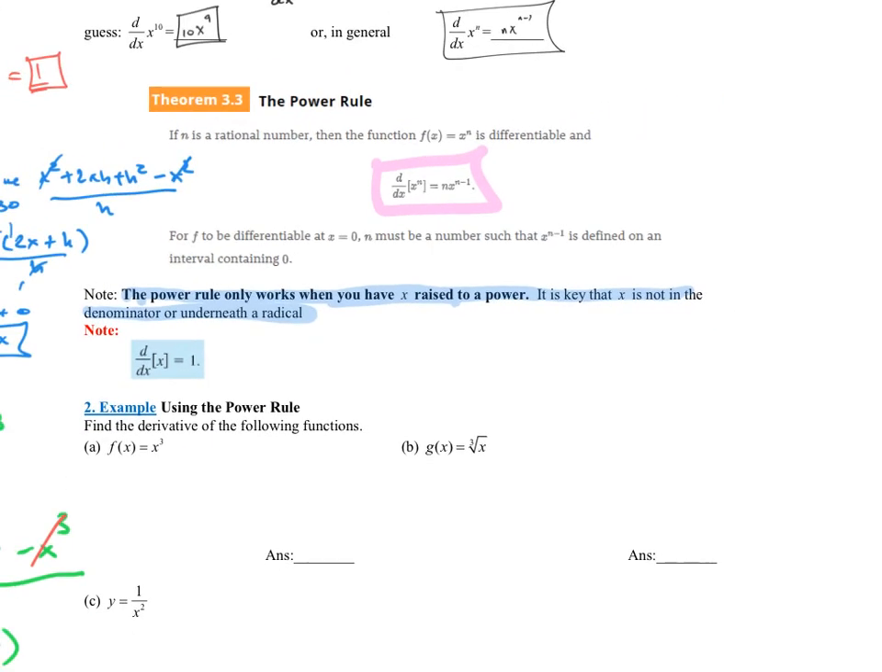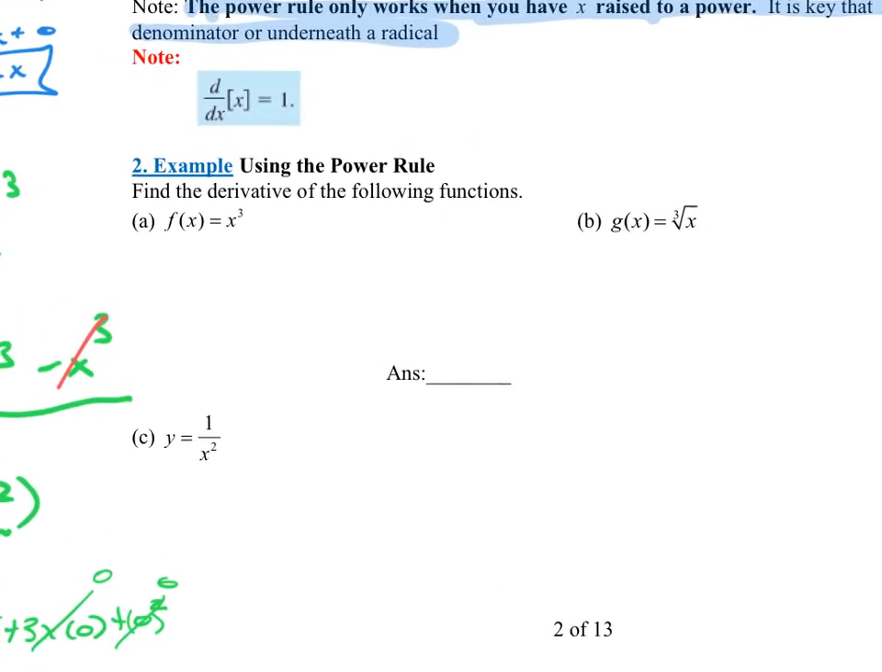And then it also says, note that the derivative with respect to x of x is just 1, because it would be x to the 1. So you drop it, it would be 1x to the 0, which is really 1 times 1, which is just 1. So the derivative of x is just 1. So let's see some examples of this.